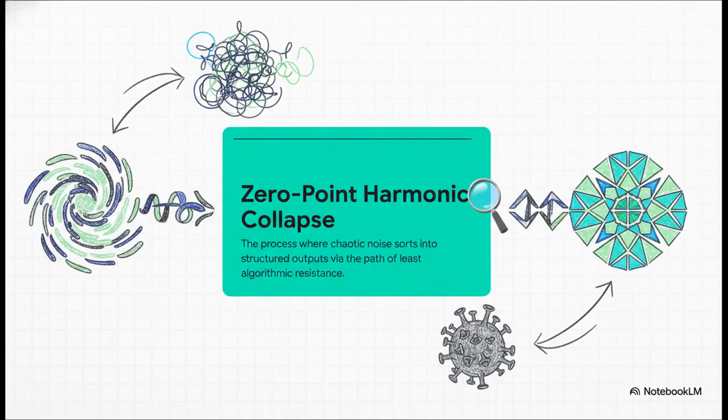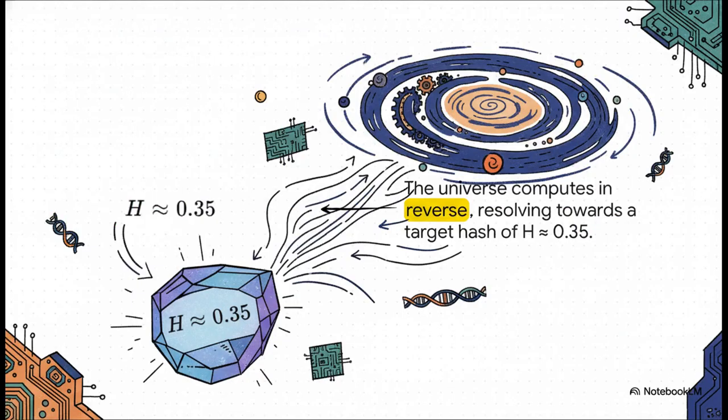So what's the engine driving all this? It's a process called zero-point harmonic collapse. Now that sounds complicated, but the basic idea is that things that look like total chaos will always naturally sort themselves out by following the path of least resistance, collapsing into the most stable, structured form. And that's exactly what the PSREQ therapy does. It forces the virus into this collapse, basically making it easier for reality to neutralize it than to let it keep existing.